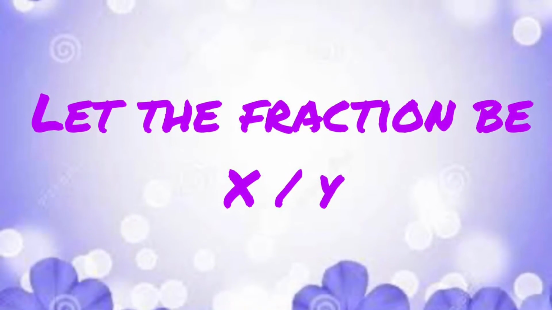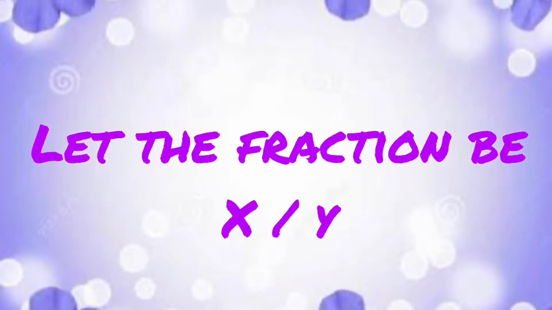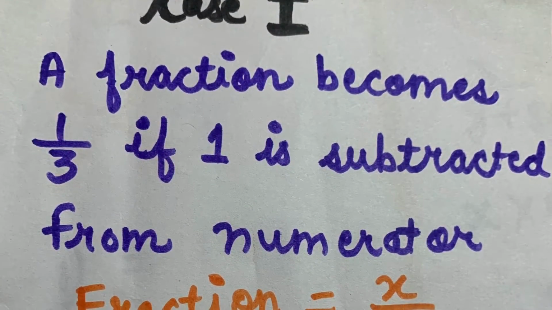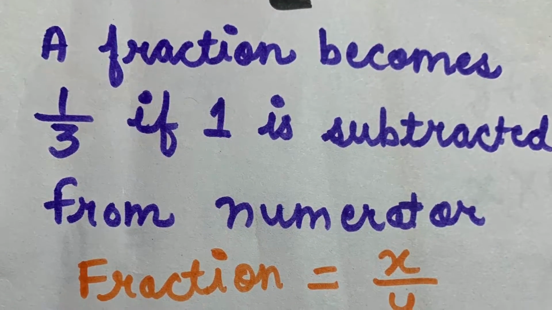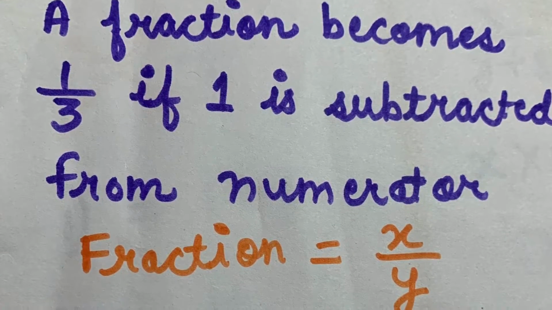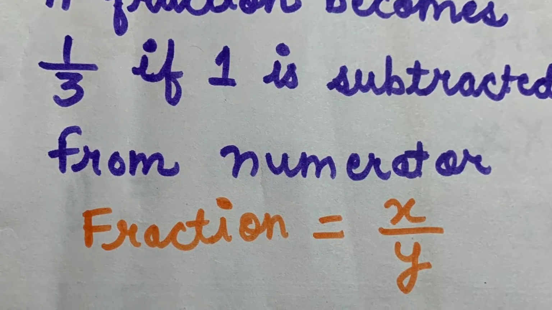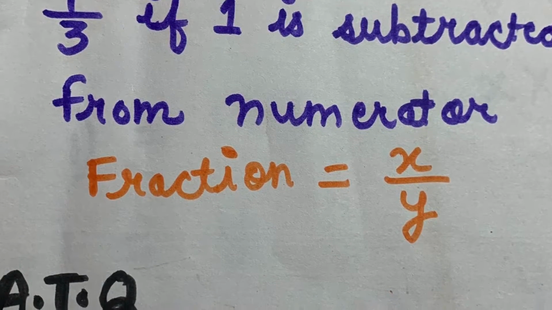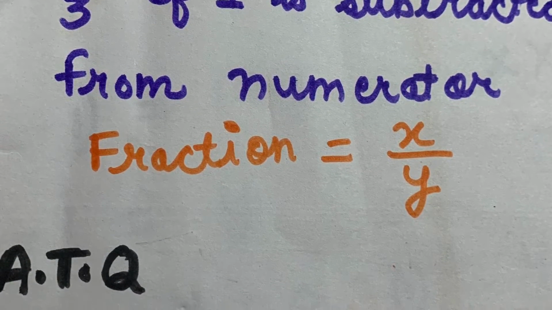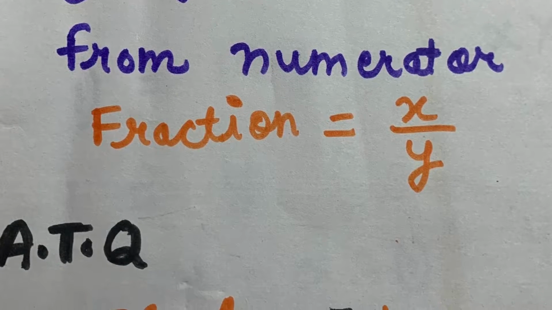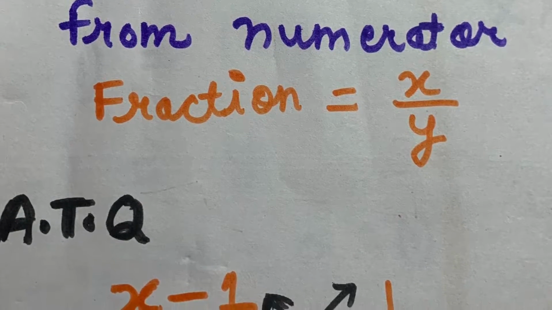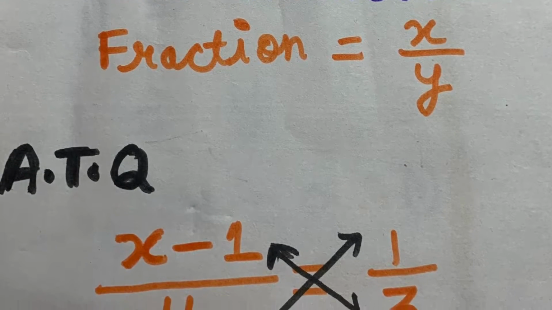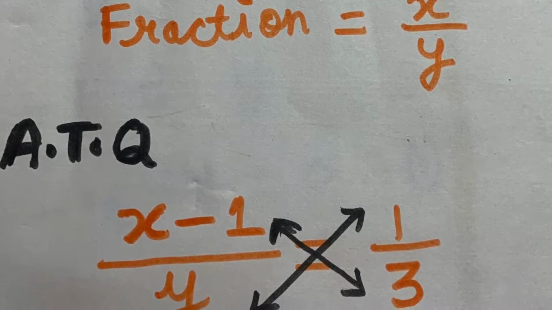Now students, there will be two cases, case 1 and case 2, according to the question. Case 1: a fraction becomes 1 by 3 when 1 is subtracted from the numerator. Its numerator is x, so we have to subtract 1 from the numerator, and no change in the denominator. Denominator y will remain as it is. It becomes 1 by 3, means equal to 1 by 3.